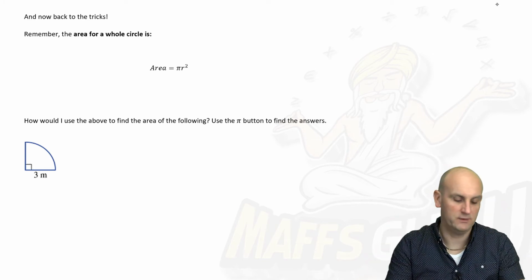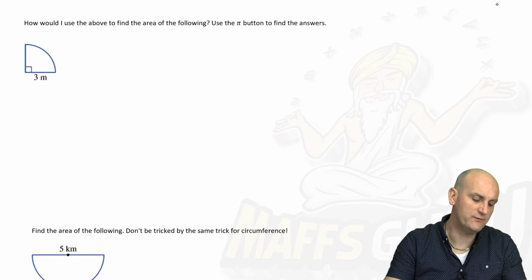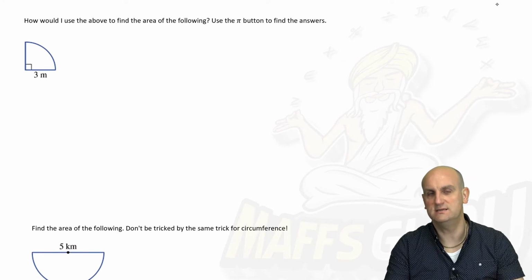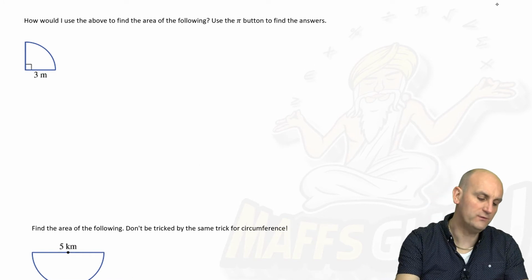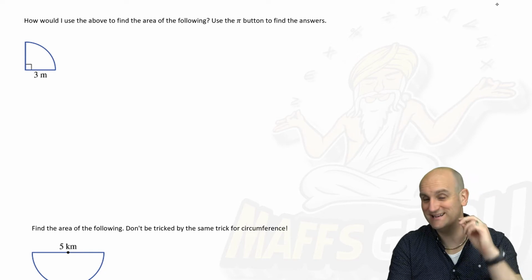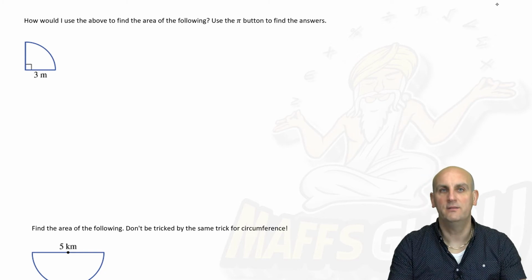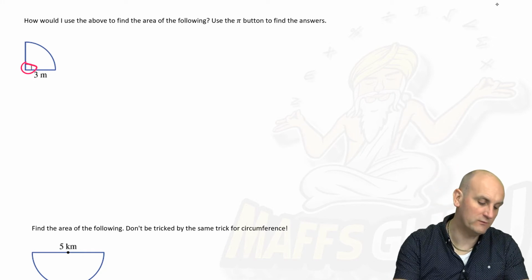This is where we start to throw in the tricks. So the question is, how would you find the area of that section? Well, hopefully all of you are looking at that and know instantly, hold on a moment, that's a quarter. Of course it's a quarter, yes? How do we know that? We've got that right angle there.